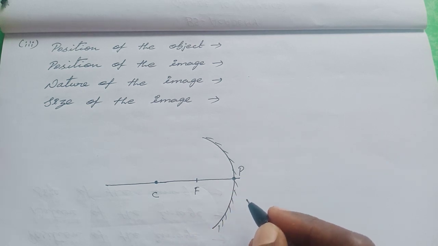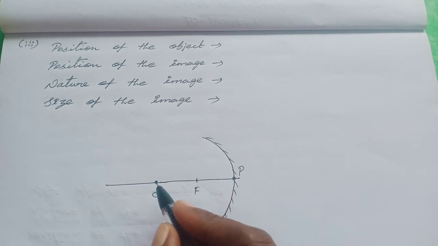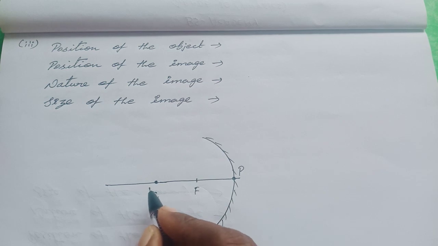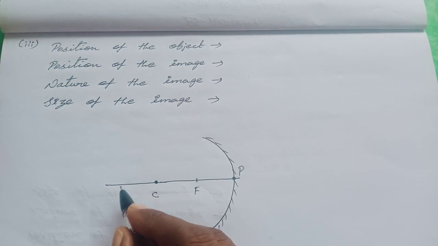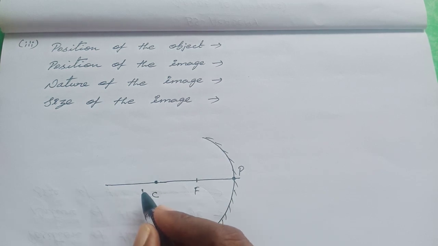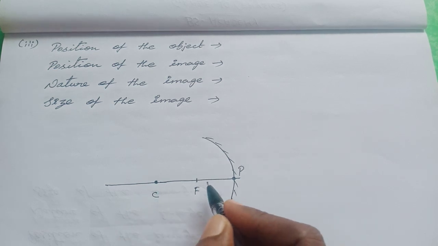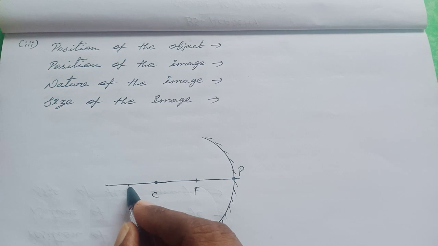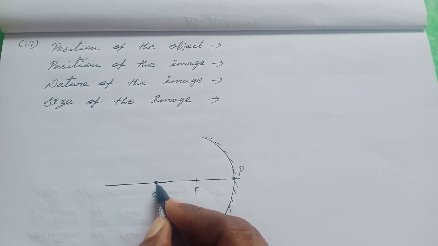Now in previous case, that is in second case, we discussed where the image will be formed when the object is placed beyond C. Now in this third case, we are going to discuss what happens to the position of the image when the object is placed at C.